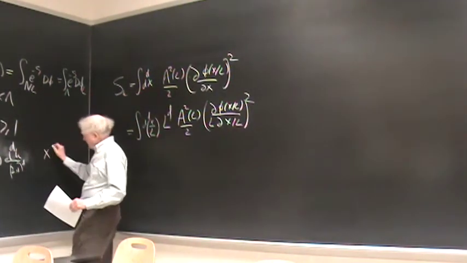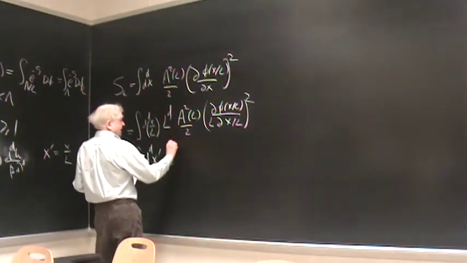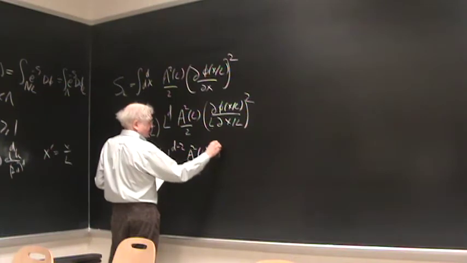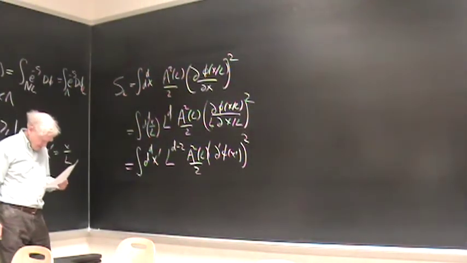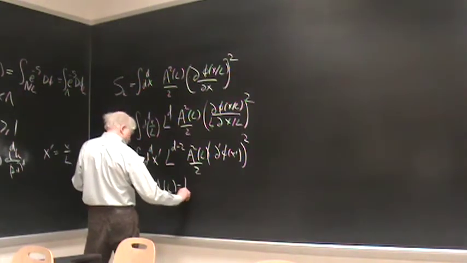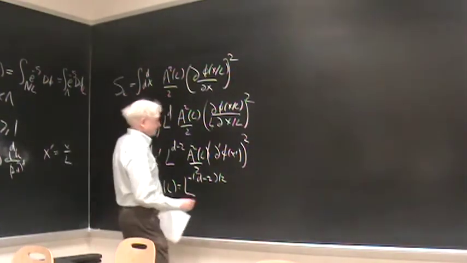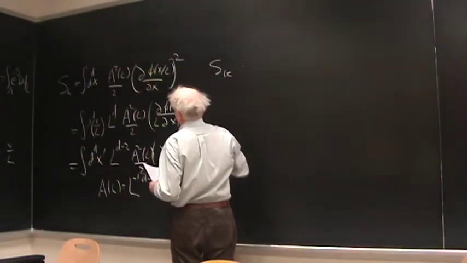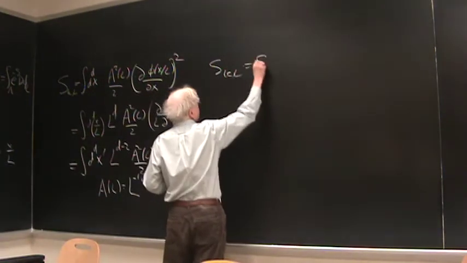And so if we let x prime equal x over L, this is an integral d^dx prime, L^(d-2), d here, minus 2 there, A squared of L over 2, d prime phi of x prime squared. Okay? All right. So that means that if we choose this to be independent of L, that is to say A of L equal to L^(-(d-2)/2), then S sub k is invariant. In other words, S sub k of L equals S sub k.